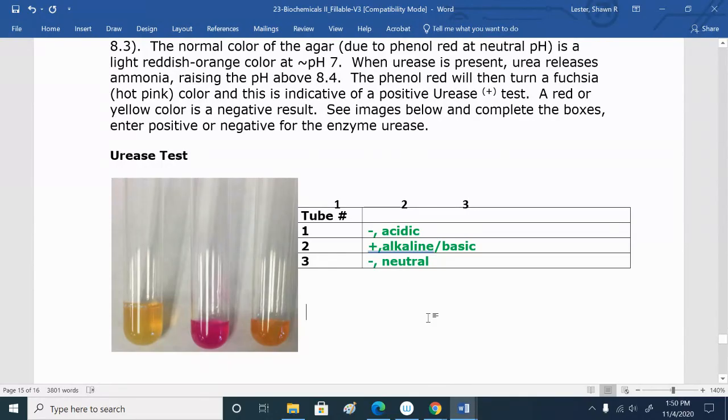Any questions on urea agar? So where do we find urea? In urine. In urine, also in sweat. So there's urea in sweat as well, but urine is what we typically think of. And so what happens if you let urine sit, right, for a long time?